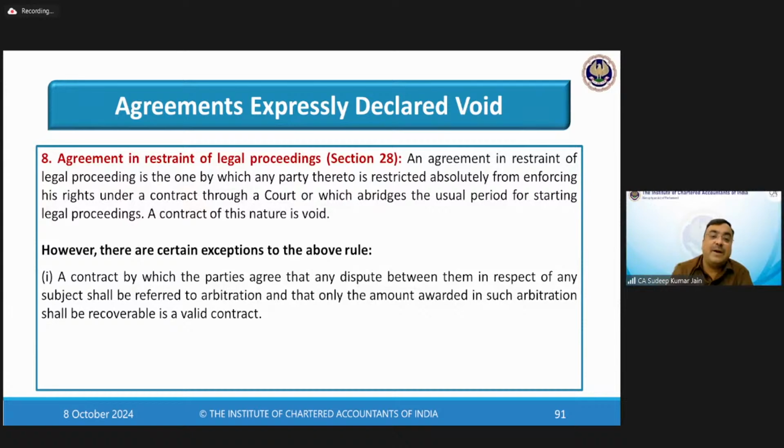A contract by which the parties agree that any dispute between them in respect of any subject shall be referred to arbitration, and that only the amount awarded in such arbitration shall be recoverable is a valid contract. देखिए, in case of any dispute you have the right to refer to the court. If any agreement in which you are waiving the right to refer to the court is void. But in this point, you are not leaving your right, you are just referring to arbitration.